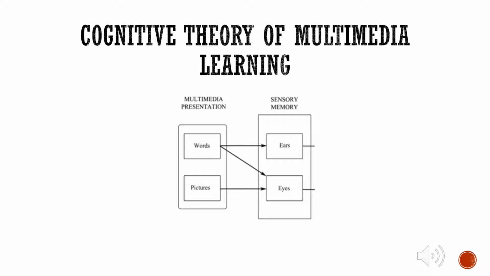At the beginning, we see two types of media, words and pictures, verbal and visual. We now see two arrows coming from the words. This is because we will either hear the words and or we will see those words. We will also see the pictures.